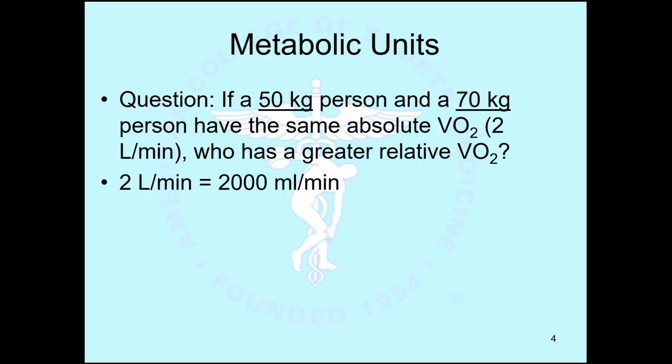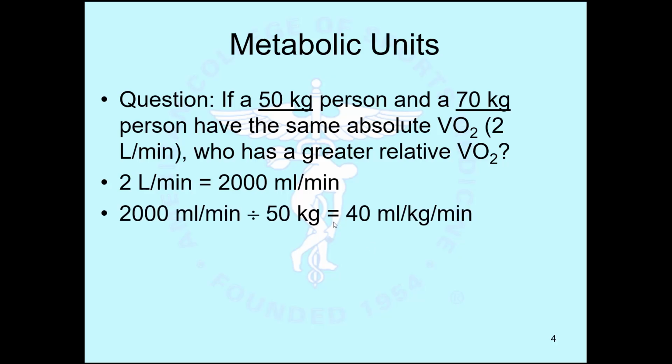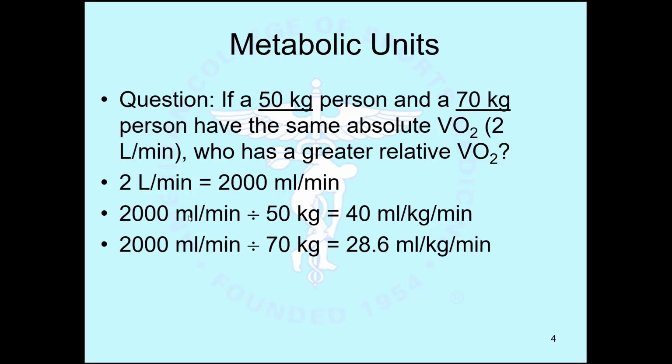An easy way to do that is I always like to take it one step at a time and convert the liters to milliliters, or if you go in the opposite direction, milliliters to liters, because that's an easy conversion instead of trying to do too much at once. So 2 liters is 2,000 milliliters. We could just rewrite 2 liters per minute as 2,000 milliliters per minute. And then we just divide by the body weight. So 2,000 milliliters per minute divided by 50 gives us a relative VO2 of 40 milliliters per kilogram per minute. And for the 70 kilogram person, 2,000 divided by 70 is 28.6 milliliters per kilogram per minute.